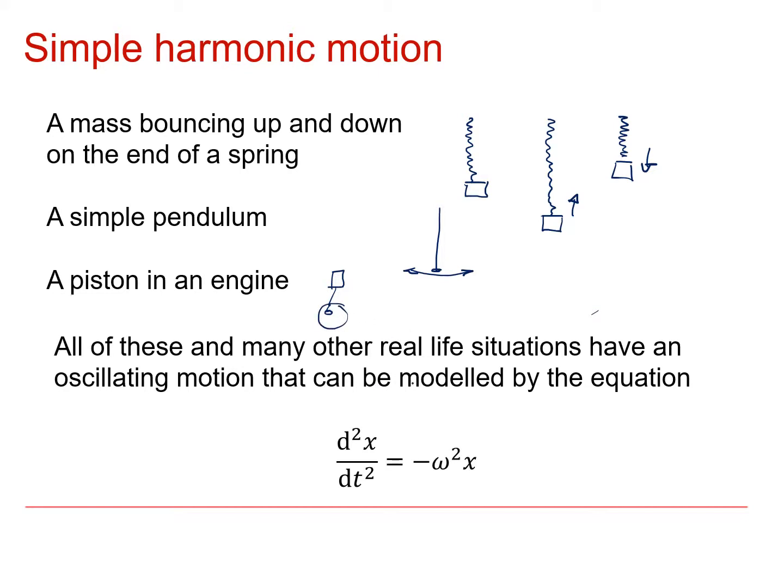So all of these, and there are many other real-life situations, have an oscillating motion that can be modelled by this equation: d2x by dt squared is equal to minus omega squared x. So the acceleration is directly proportional to the distance from the centre of motion, and indeed is in the opposite direction, so it's towards the centre of motion.